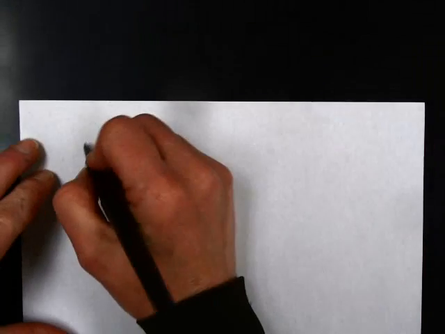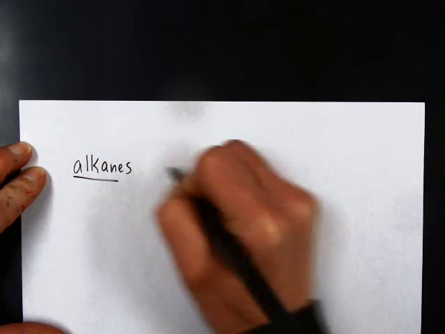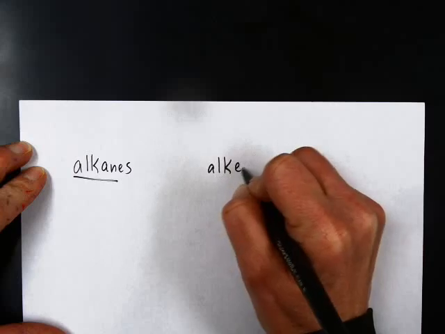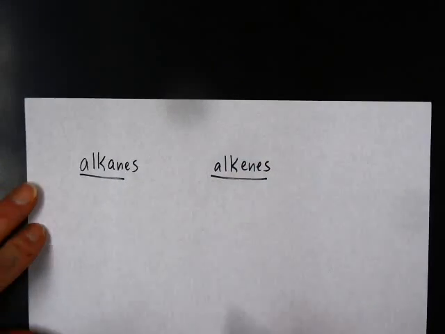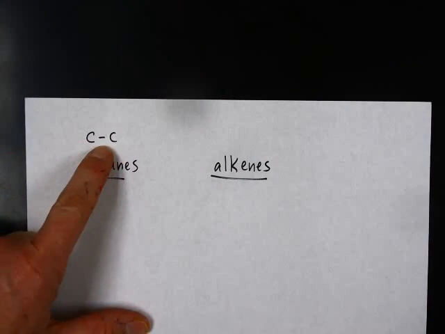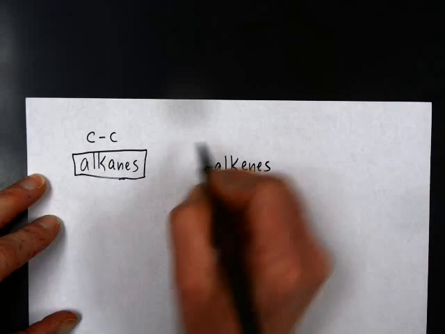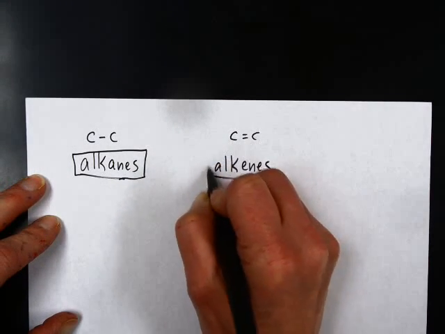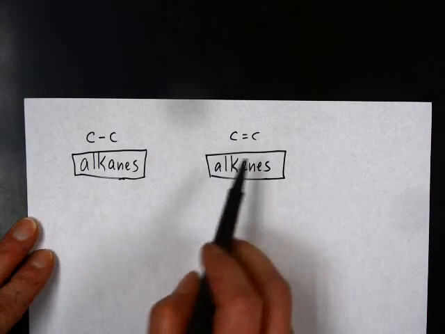Let's start talking about reactions now. And we're going to start with alkanes and alkenes. Alkanes, as you know, are identified by all single bonds between the carbons. Alkenes have at least one carbon-carbon double bond. You know that.